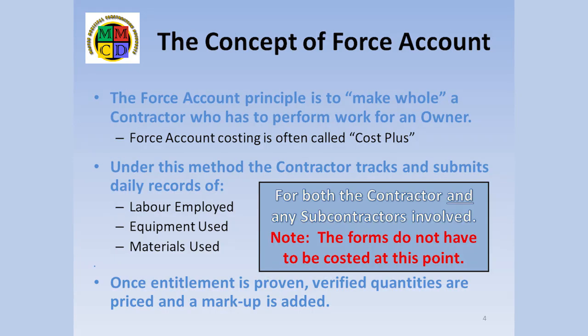The intent of using the force account method is to, quote, make whole a contractor when doing work for an owner where a pricing scheme has not been pre-agreed. For this reason, it's sometimes known as cost plus, and I'll use both terms in this video. To do this properly, there must be accurate records of the components which will create the reimbursable cost. We require the contractor to record on a shift-by-shift basis the hours of labor by category, the hours of equipment time by type, and the cost of materials used for the work in question.